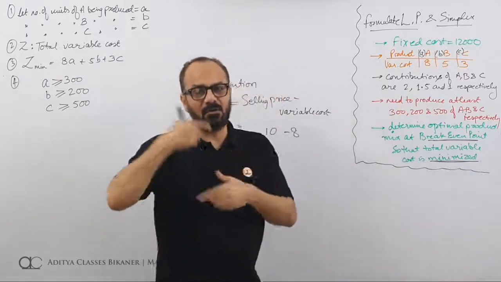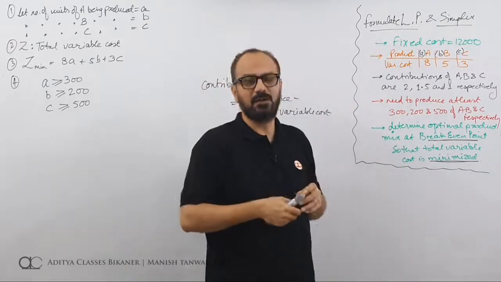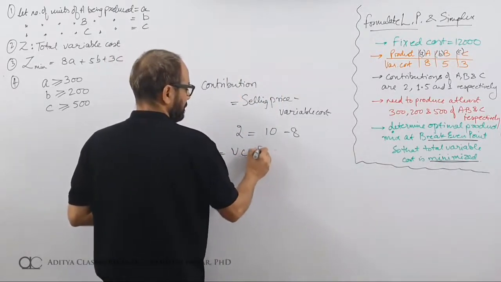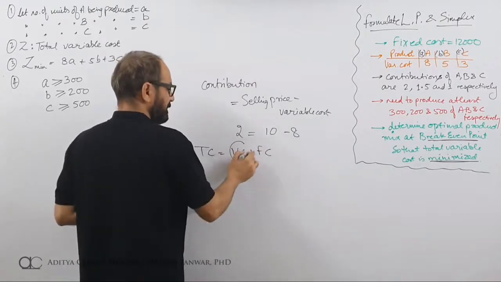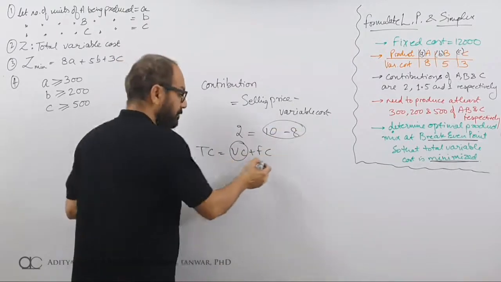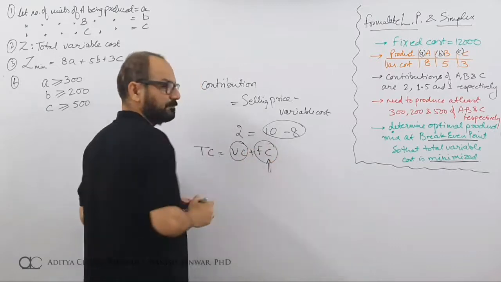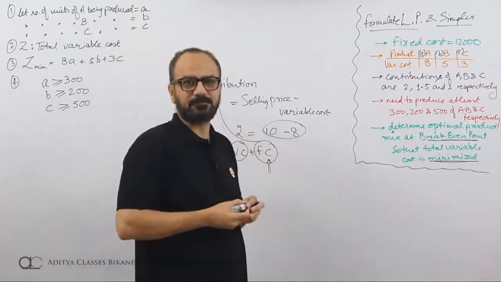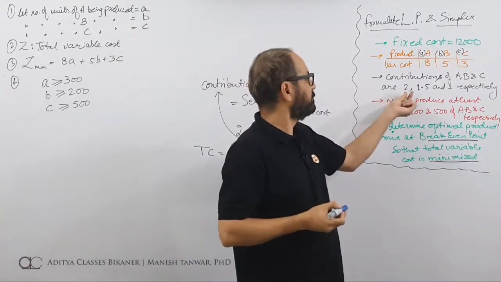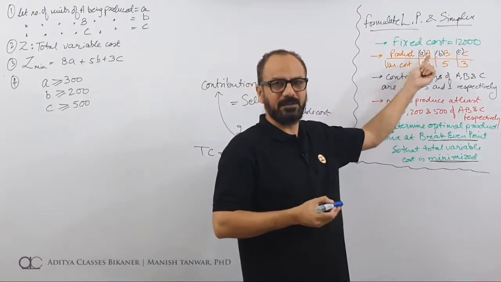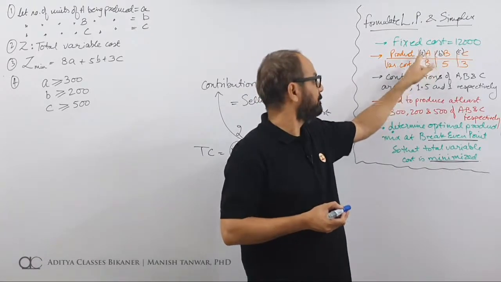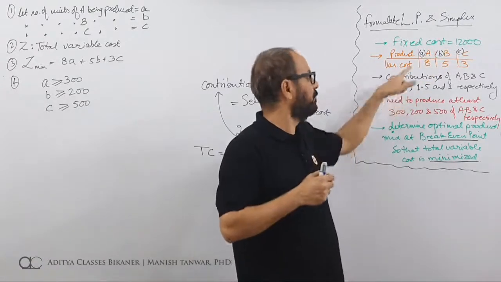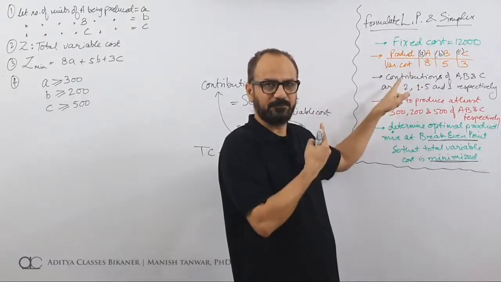Now it is from this contribution that I need to recover fixed cost also, because ultimately total cost is variable cost plus fixed cost. Variable cost has been recovered, no issues. I need to recover fixed cost also. From where do I recover this? I will be recovering this through contribution. So, how much contribution will I be getting? I am producing A units of A. So, how much contribution will I be collecting? 2 into A. 1 unit gives me a contribution of 2.